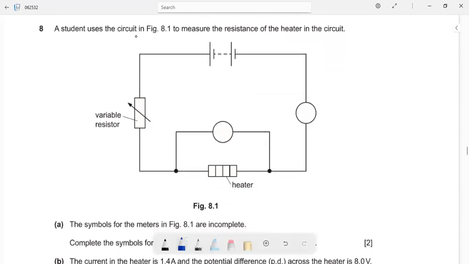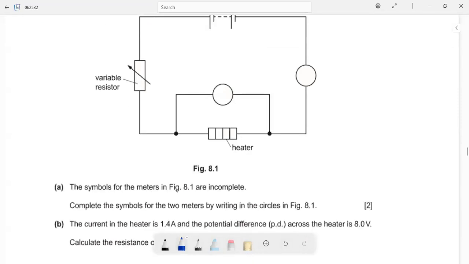Next, a student uses the circuit in figure 8.1 to measure the resistance of the heater in the circuit. The symbols for the meters in figure 8.1 are incomplete. Complete the symbol for the 2 meters by writing in the circles.